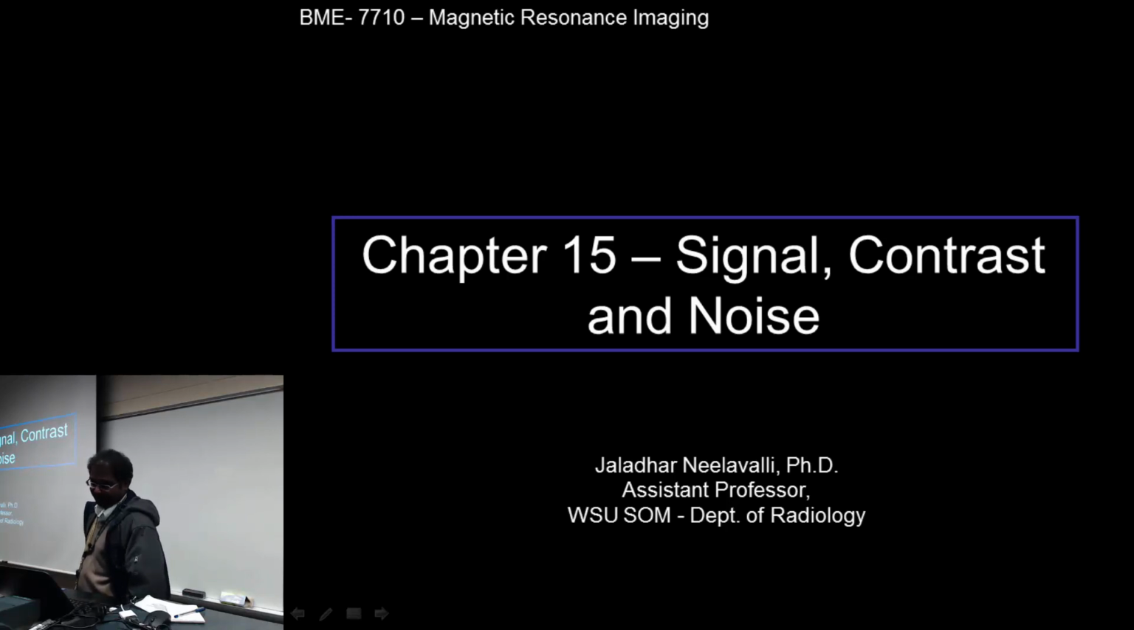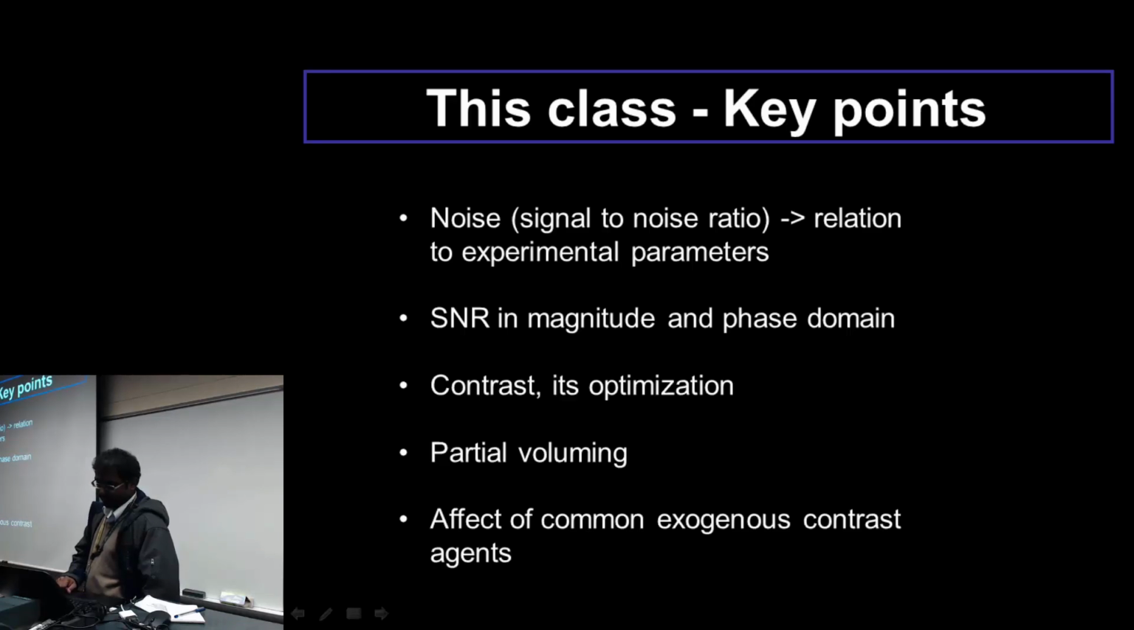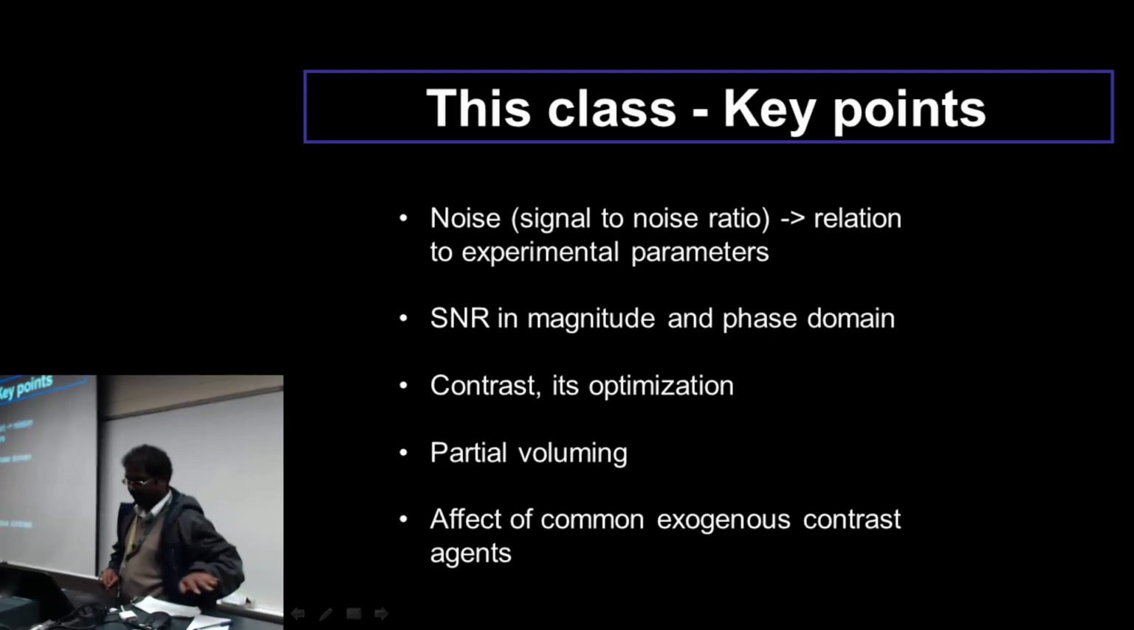So, well, the title says it all, basically signal, contrast and noise. First today we'll talk about noise, and then in the next class we'll talk about the contrast aspects. The key points that we would learn from this chapter essentially are noise in your experiment and how that relates to different experimental parameters.